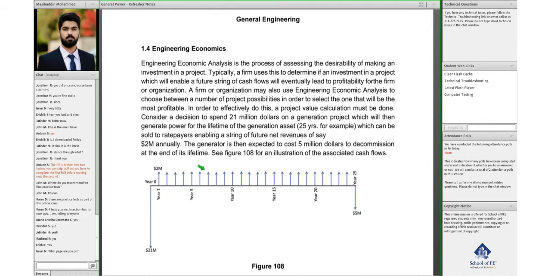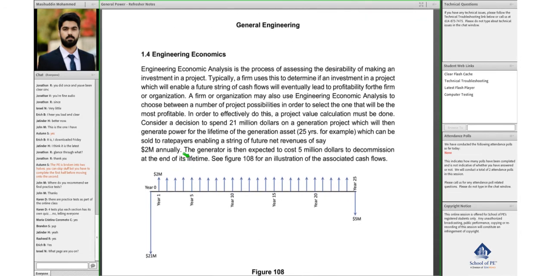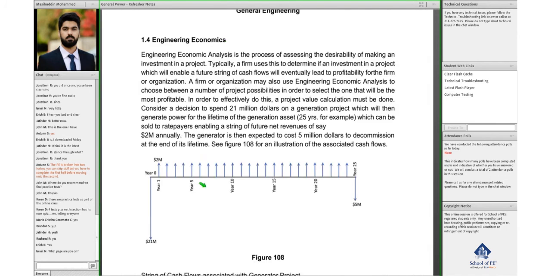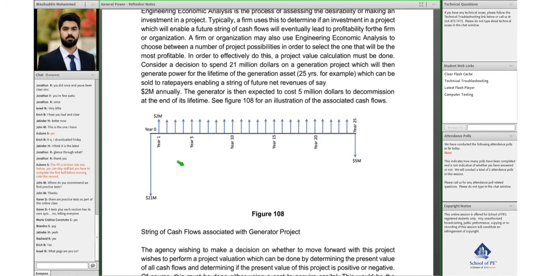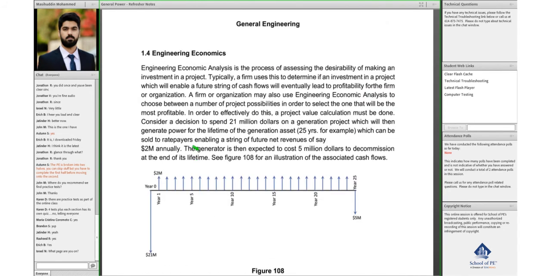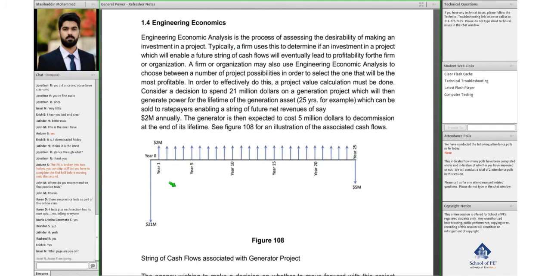Israel is asking what page you are on. This is the first page of the refresher notes, Israel. This is the refresher notes that you have access to on the dashboard.